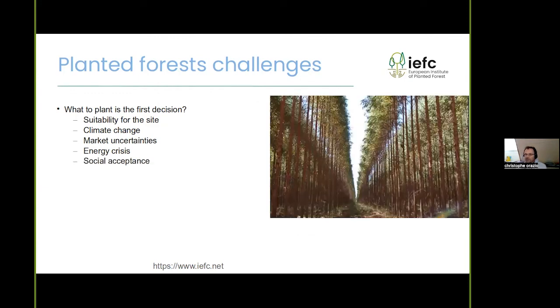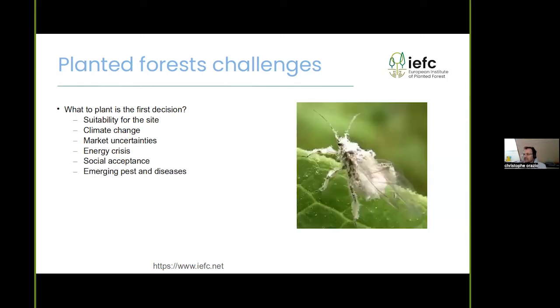Social acceptance is also making the choice of what to plant more tricky, especially as there are some issues with exotic species or the landscape generated by plantations. Emerging pests and diseases are also an issue. We have talked a lot about them this morning. There are more and more breeding programs considering pests and diseases, and so this can influence the choice of the species and the plantation material. For example, who really wants to plant ash at the moment in Europe? It is so uncertain.